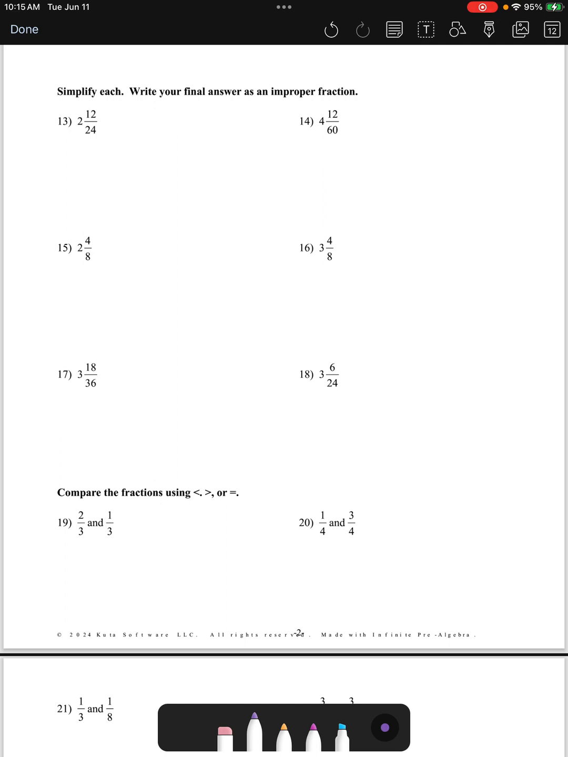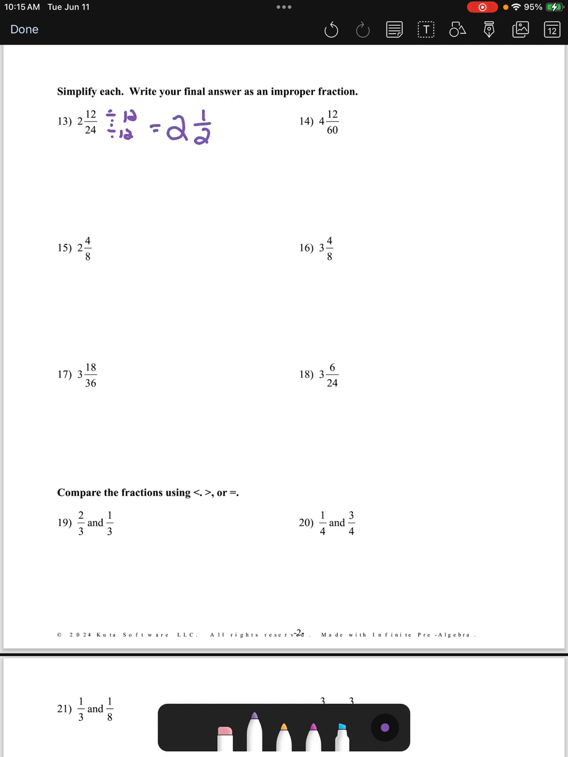Today we are going to focus on simplifying mixed numbers and writing them as improper fractions. So you do need to read the directions to make sure you know what your final answer should look like. Here we're told an improper fraction. First thing though is to simplify.